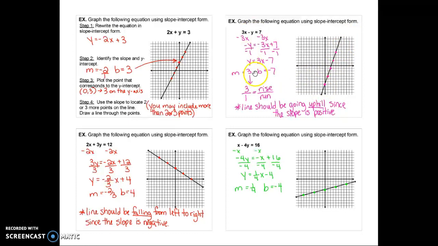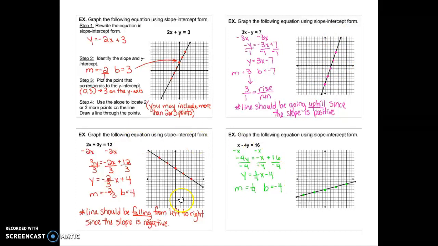The slope of the line was a positive 3. So when you graph it, it should be going uphill. If you think about a person walking along this line, it should be rising. They should be walking up. When you draw your line, make sure that you connect all the points and you put arrows on the ends. So use a ruler whenever you draw the lines.